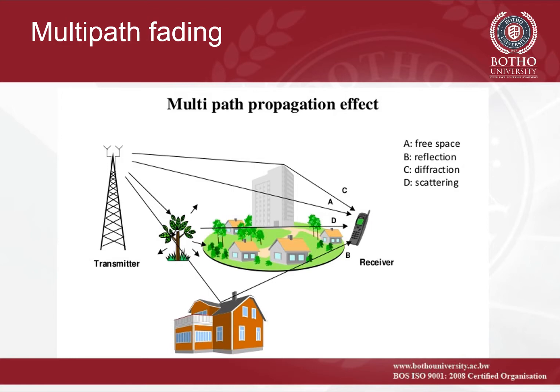The path labeled A denotes free space, which is not distorted. B denotes a reflected signal due to the presence of a building. C denotes a diffracted signal. And D shows a scattered signal due to the presence of a tree.